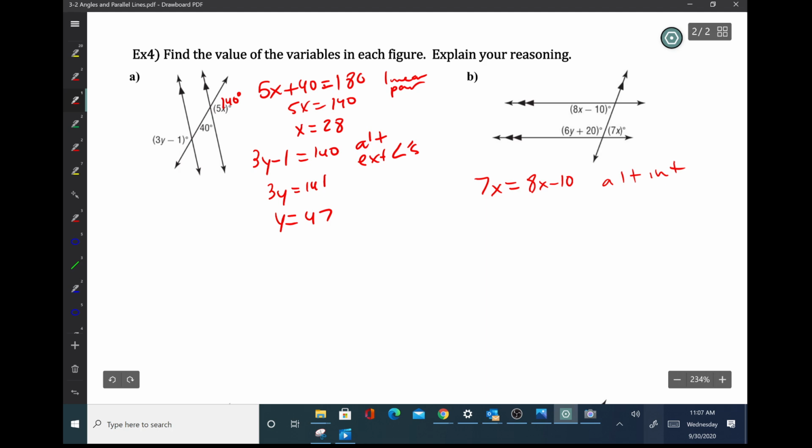So we can solve that, right? So minus 7x, minus 7x, so 0 equals x minus 10, plus 10, plus 10, so x is 10. So x is 10, so this angle is 70. Okay? All right, William, if that angle is 70 degrees, what do I know about 6y plus 20?